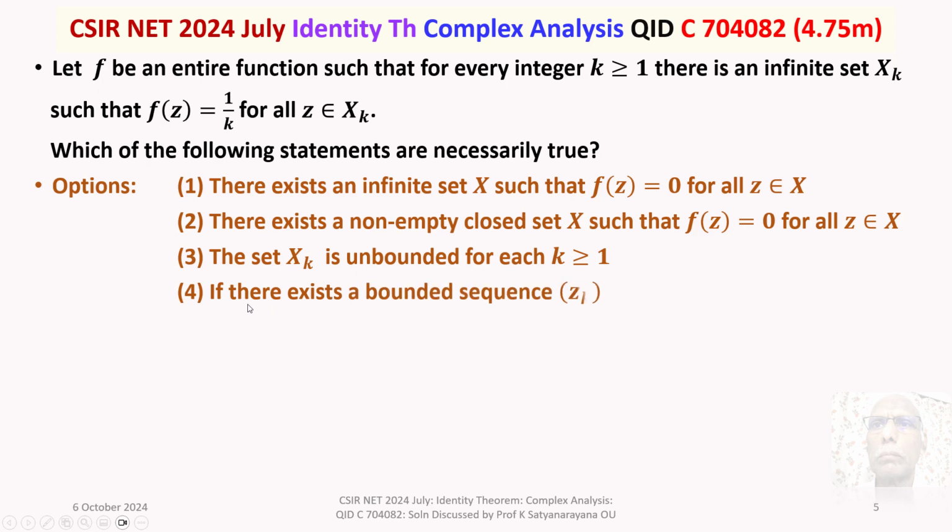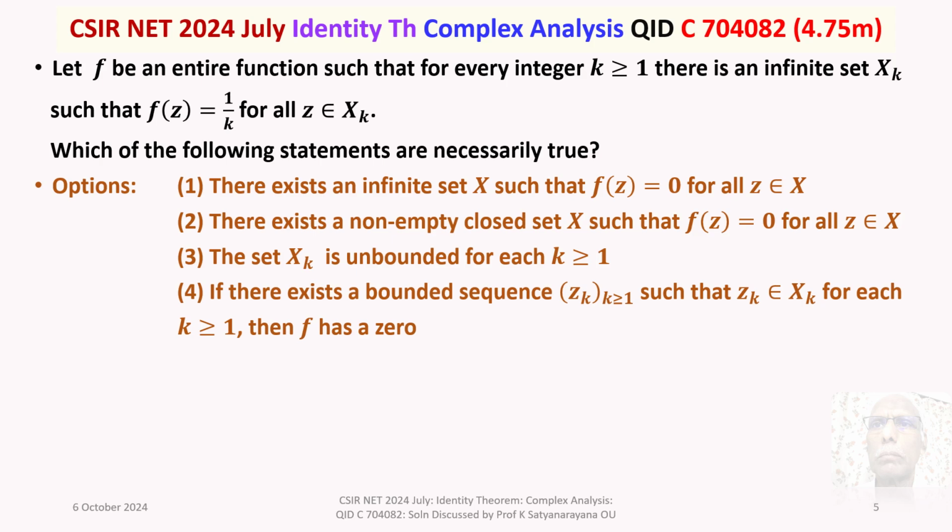Option 4, if there exists a bounded sequence z_k, k greater than or equal to 1, such that z_k belongs to X_k for each k greater than or equal to 1, then f has a 0. If there is option 4, if there exists a bounded sequence z_k, k greater than or equal to 1, such that z_k belongs to X_k for each k greater than or equal to 1, then f has a 0.